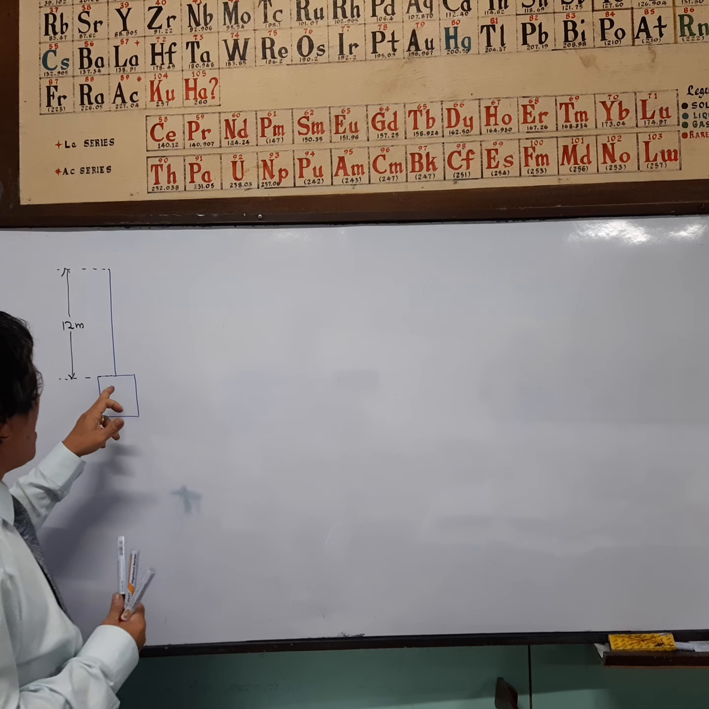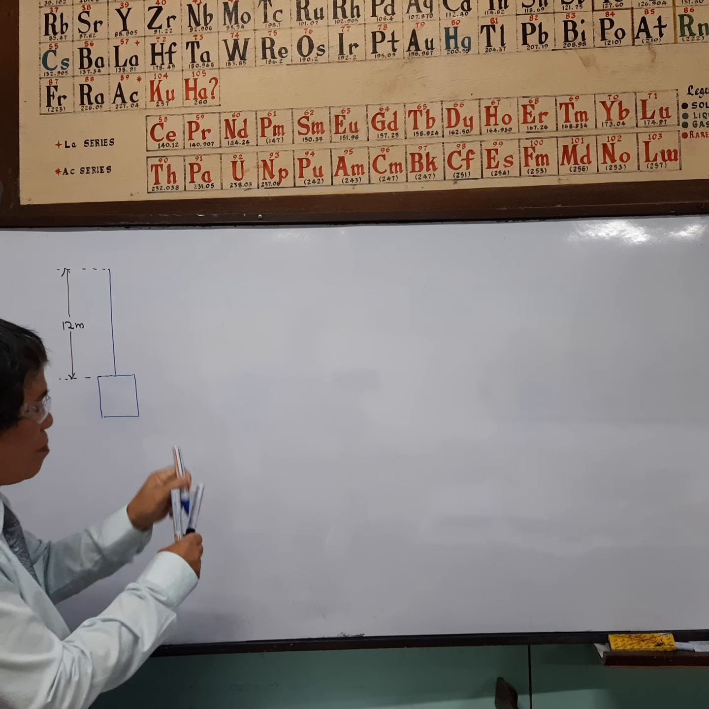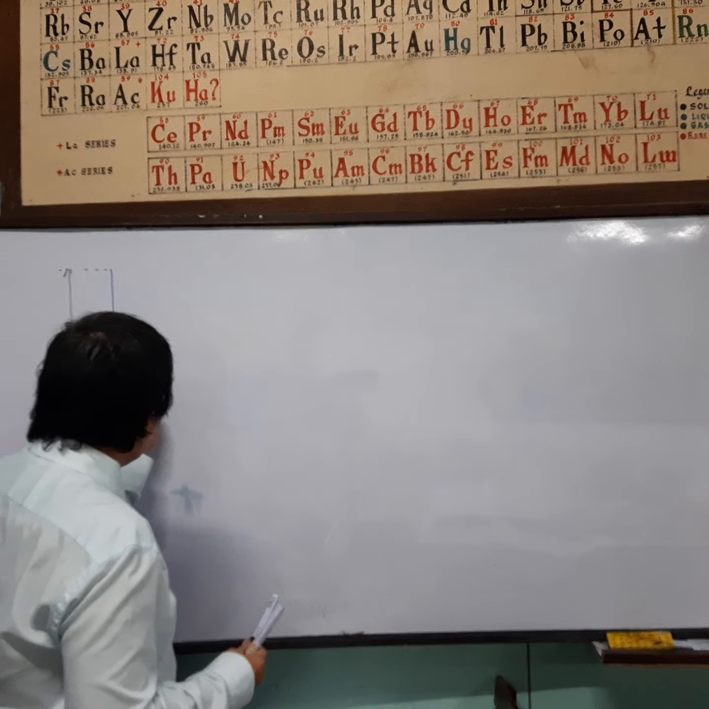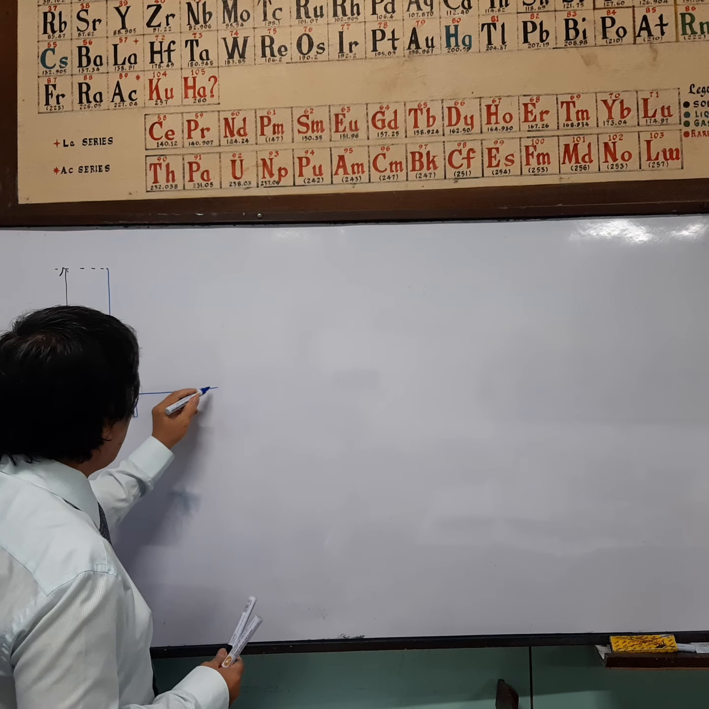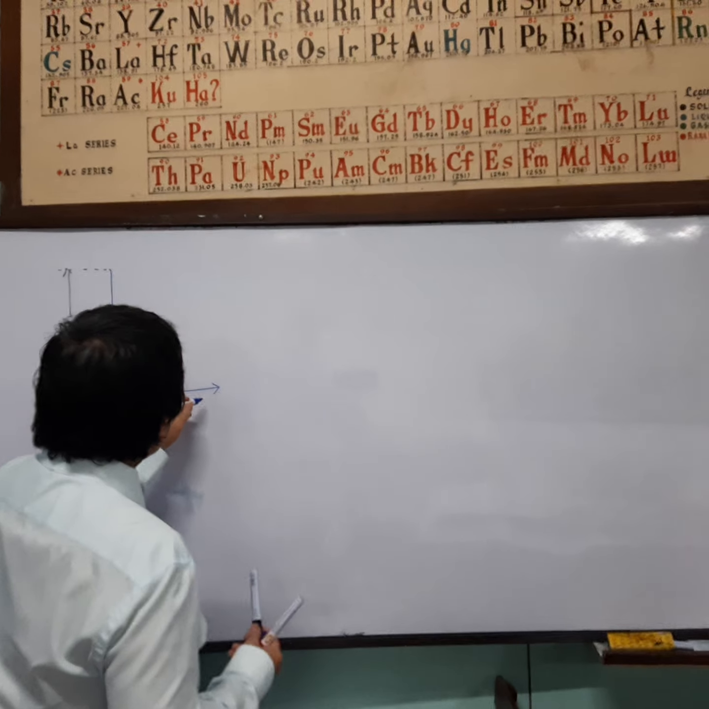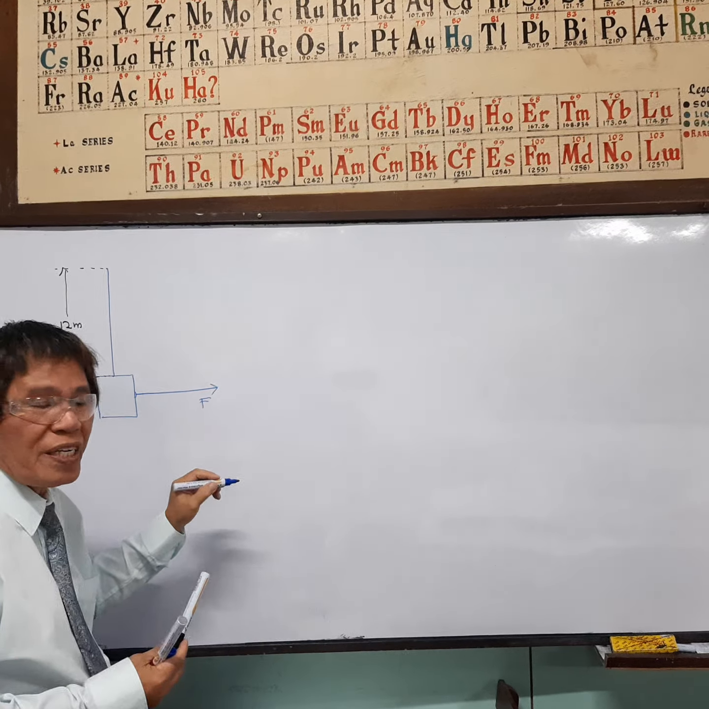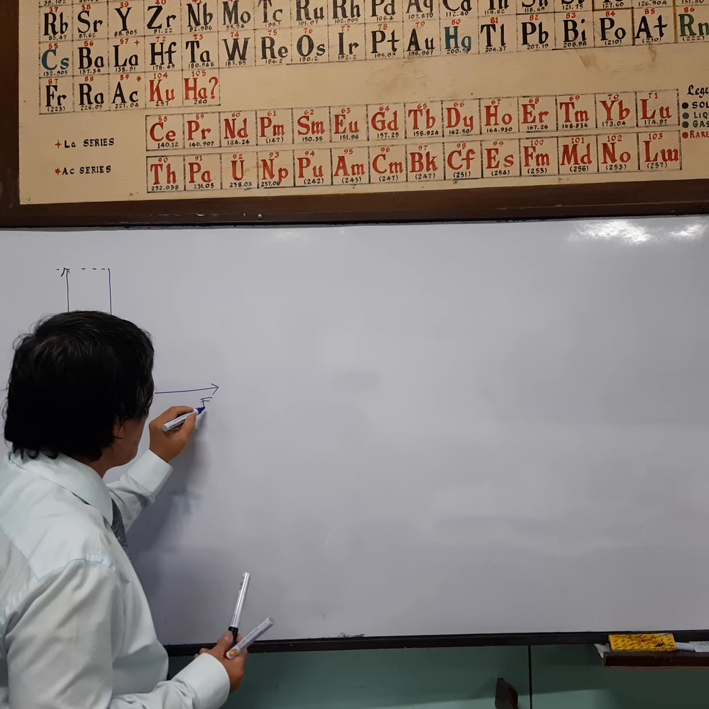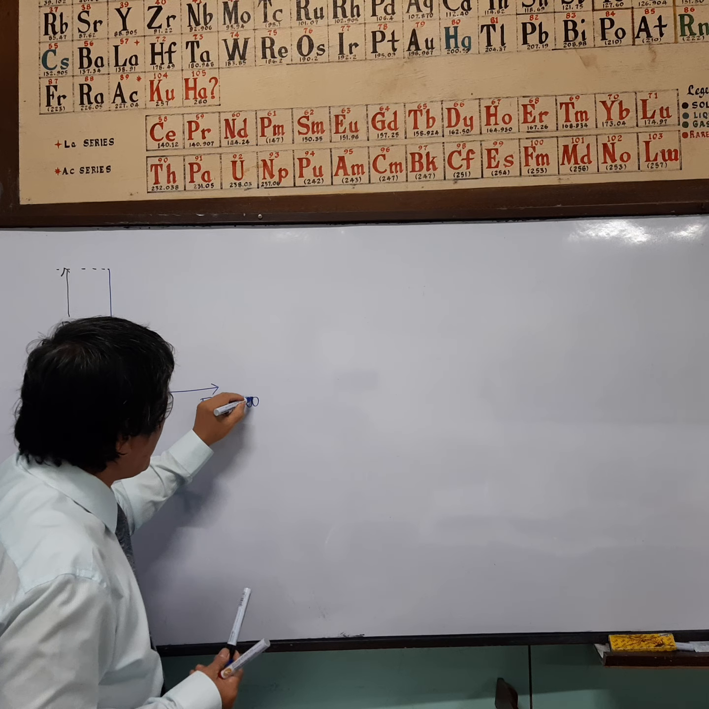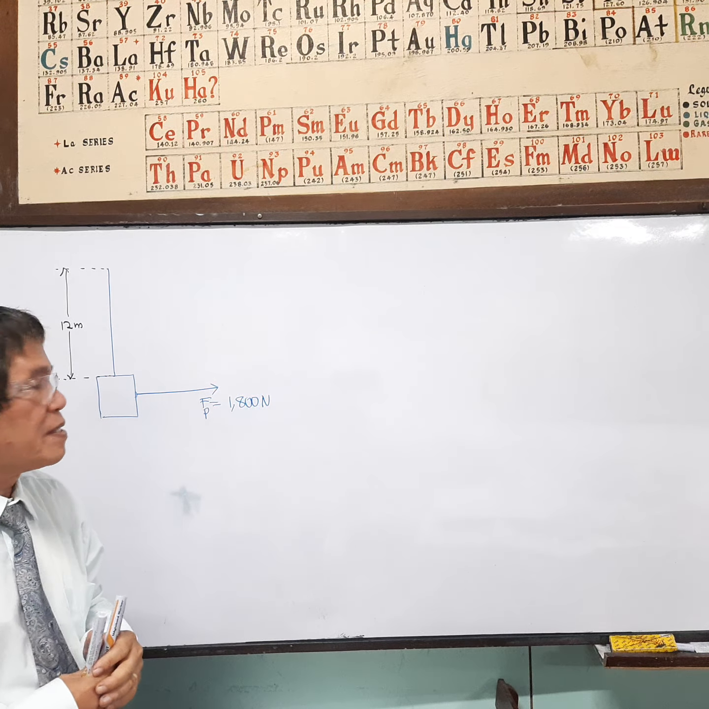And a force is applied, attached here, there is a rope. A rope will be attached here. Okay. And a force is applied. And the force here, F, the pulling force, F sub P, pulling force, equals 1,800 newtons. Okay, that's the pulling force.